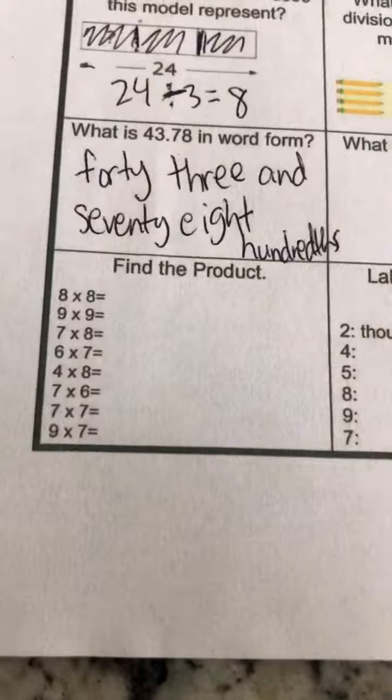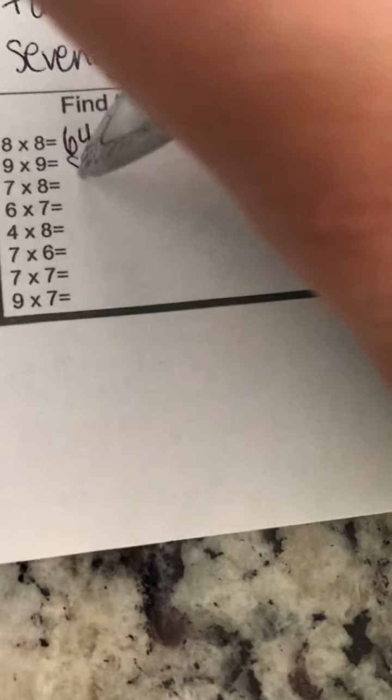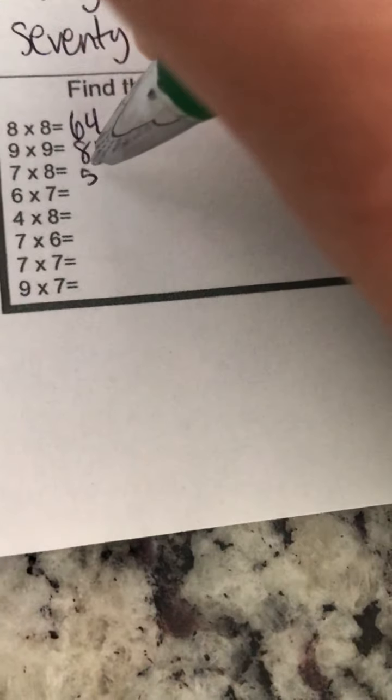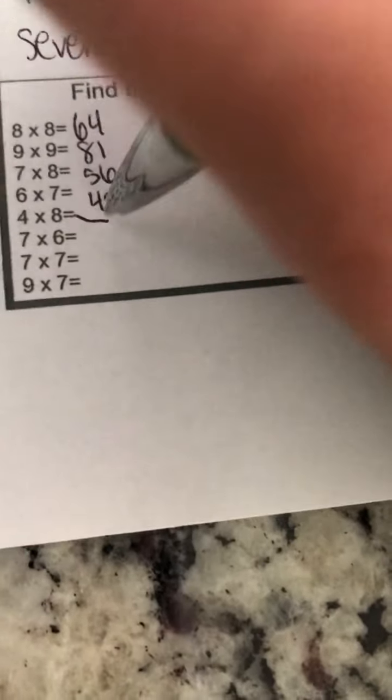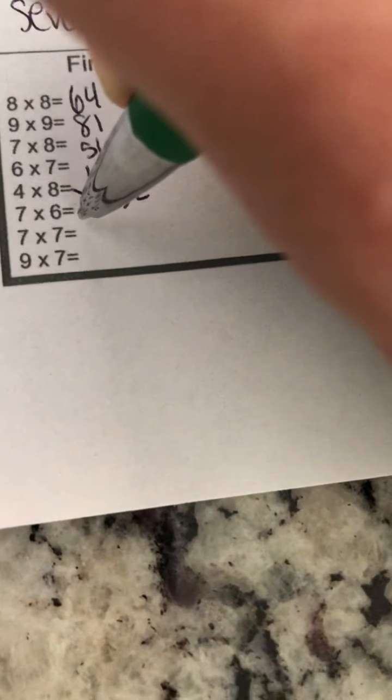All right, and our final problems. Find the product. 8 times 8 is 64. 9 times 9 is 81. 7 times 8, we got 56. 42. 4 times 8, I'm running out of room. 32. We got 42 here, 49, and 63.